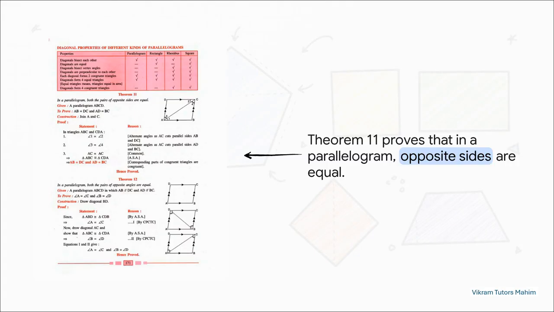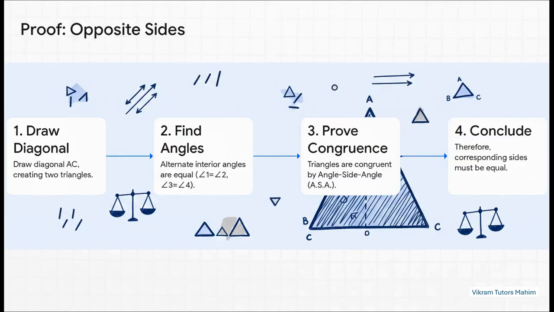But wait a second, how do we know all this is always true? I mean, in geometry, we don't just take things on faith. For instance, how can we be absolutely 100% sure that the opposite sides of any parallelogram are equal? Well, we prove it. And the logic here is just beautiful.